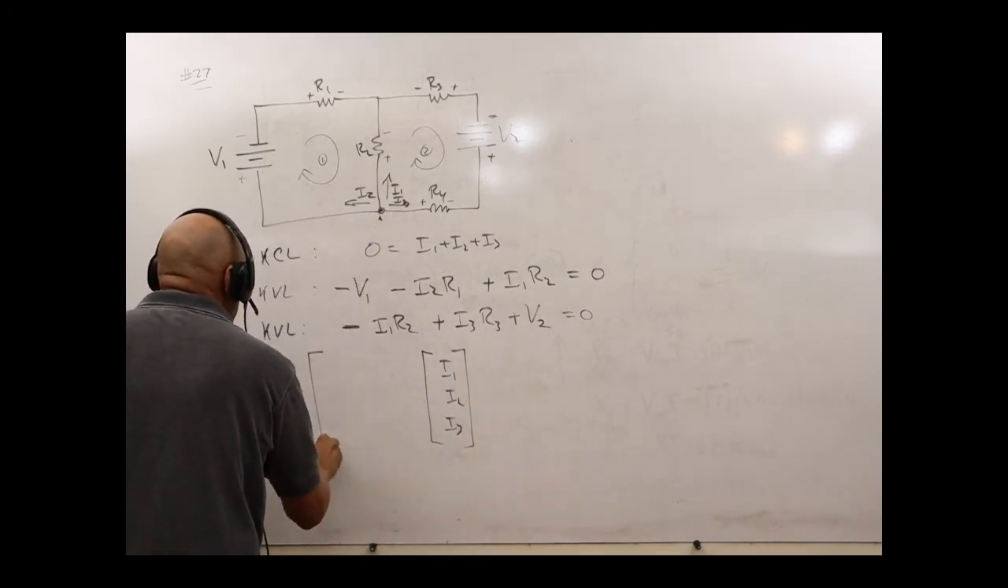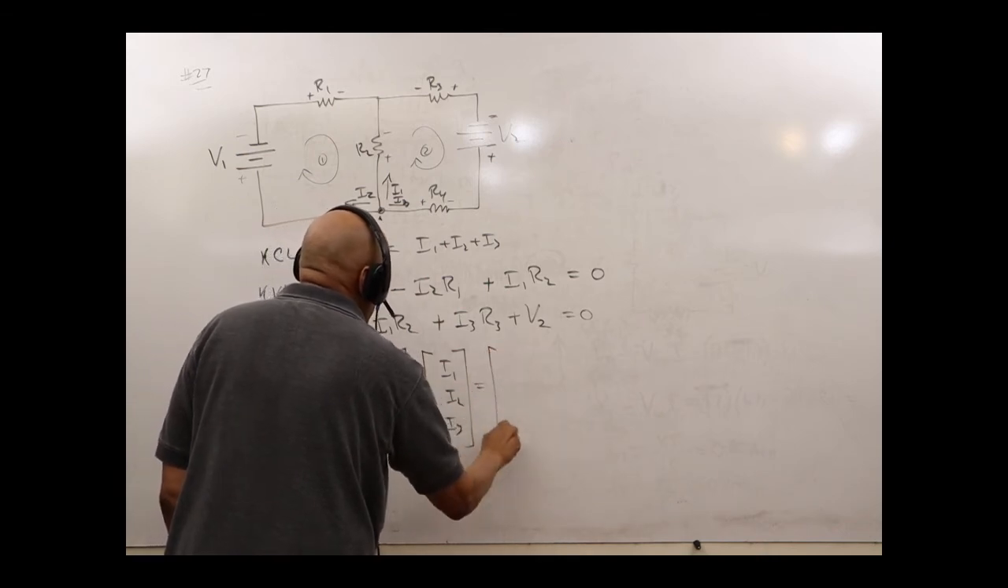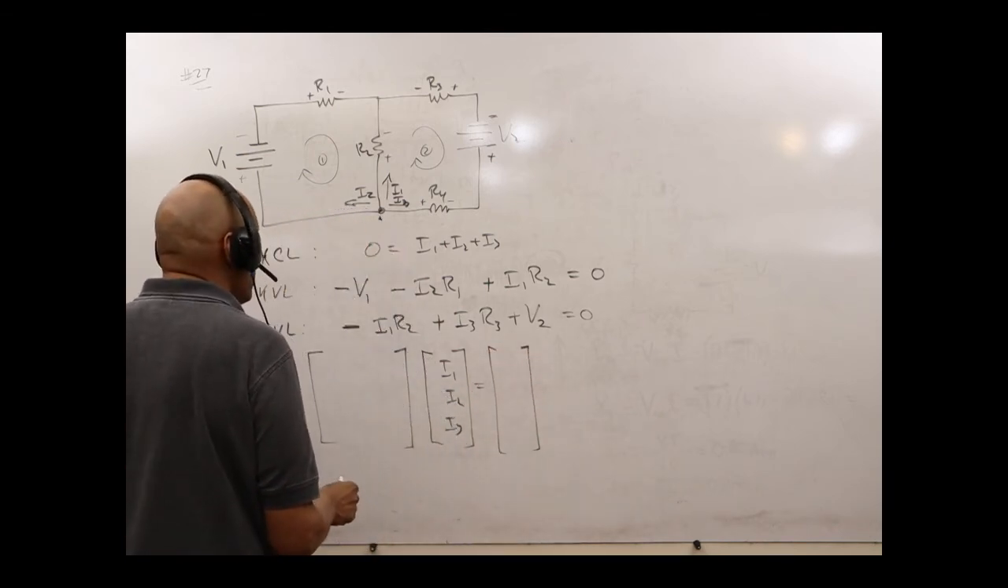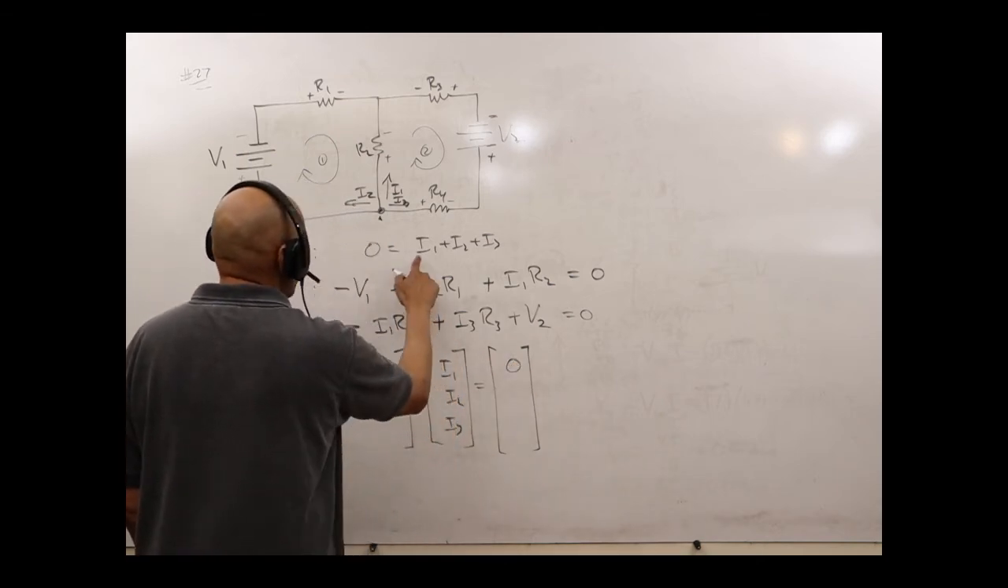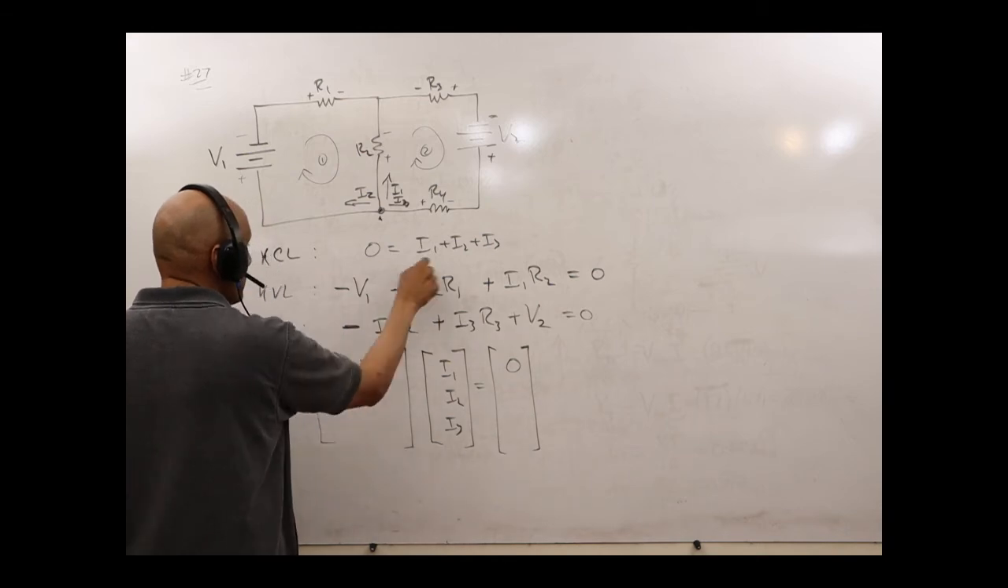And here are my knowns, which are going to be on the left-hand side. So this is going to be 0 for the first one. So it's 1, 1, 1. Hopefully you can remember this. So that's your first equation.